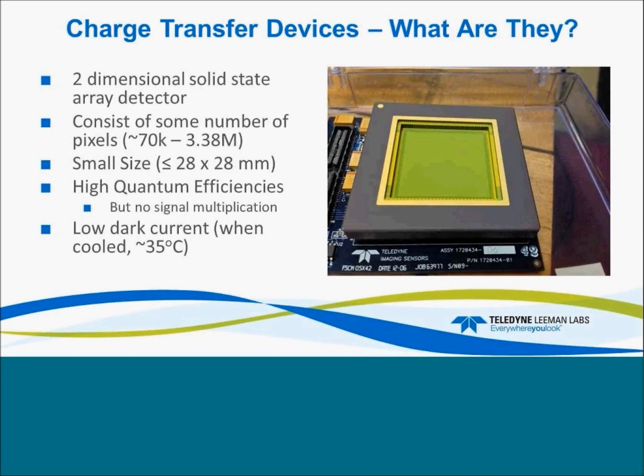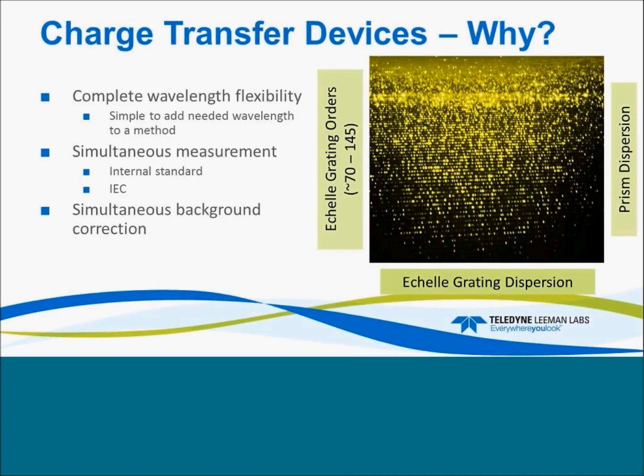So you'll notice with charge transfer or solid-state detector systems, integration times tend to be longer, and that's the reason. There is no multiplication of the signal. They have very low dark current when they're cooled, and they typically cool to about minus 35 degrees C or so. At room temperature, they're far too noisy to be used for ICP-OES, so they're chilled, and they're all chilled to different temperature levels, but somewhere down around minus 30 or so degrees. Well, why did people go to charge transfer devices?